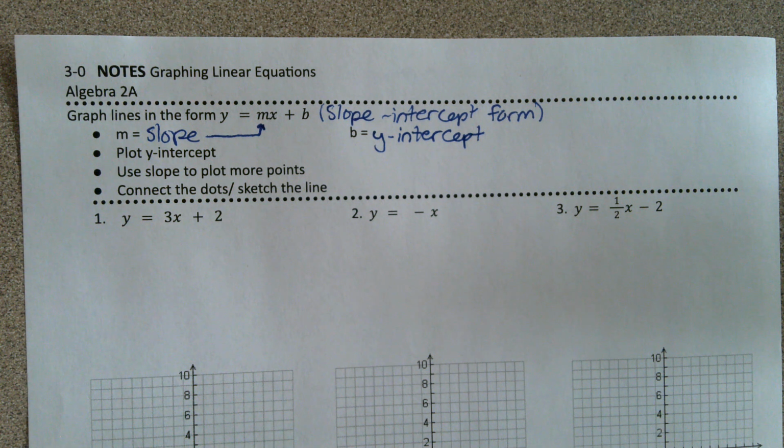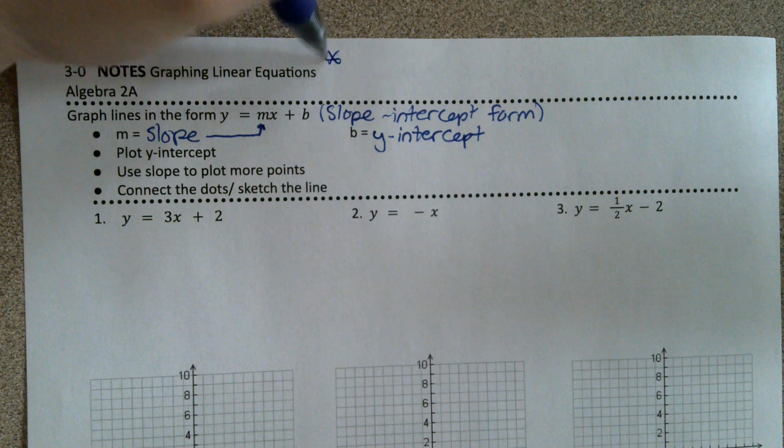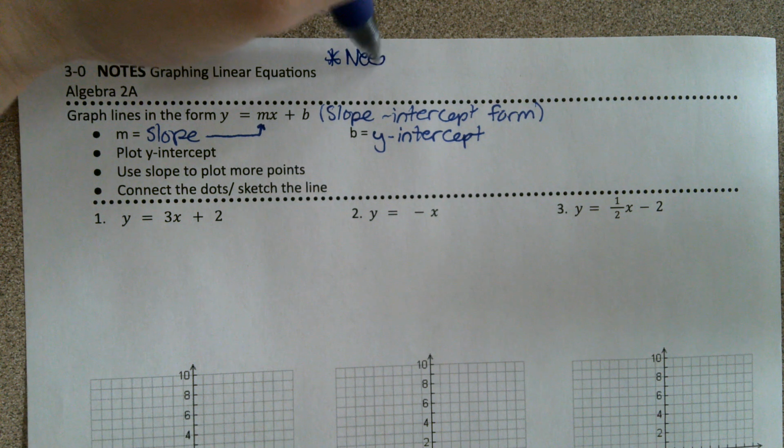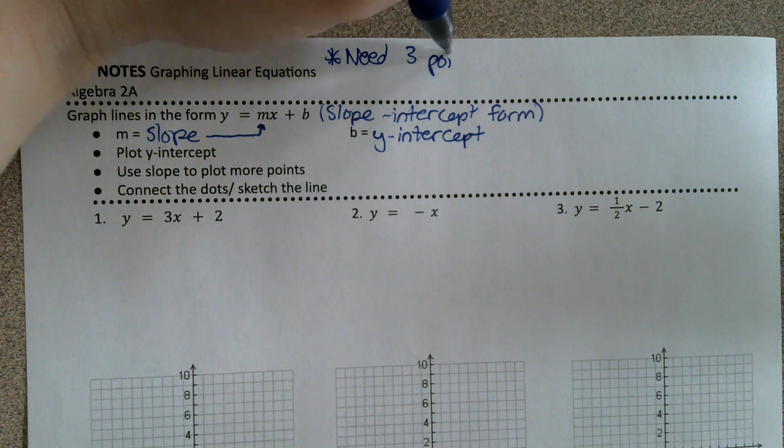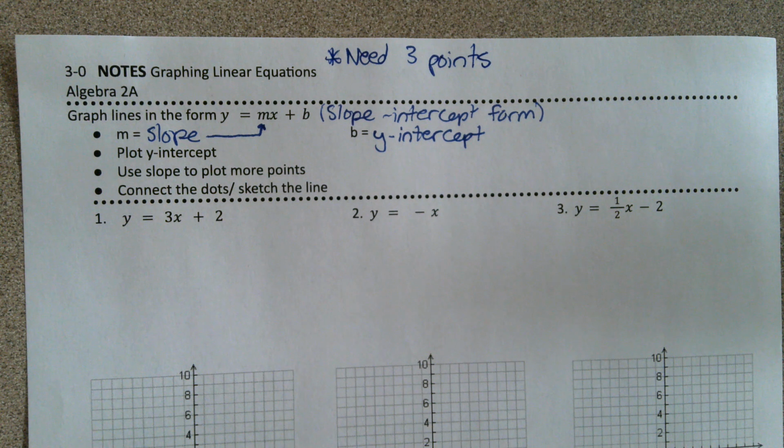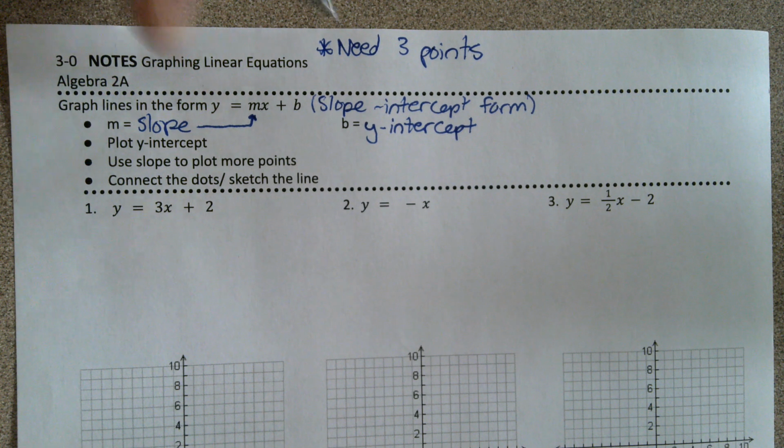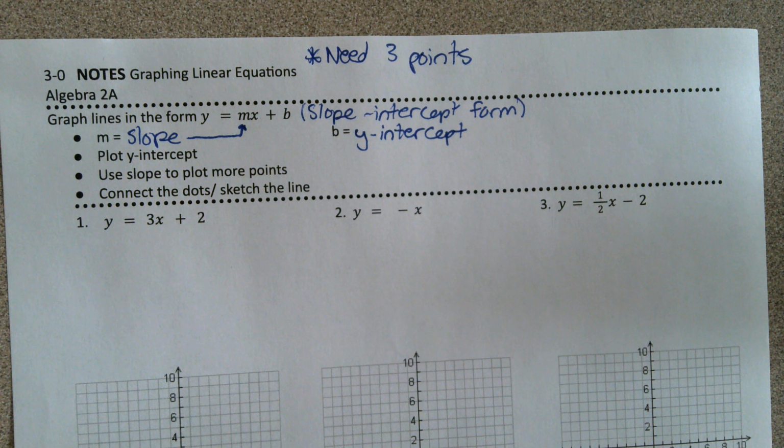So we're going to go through a few examples on how to create a graph based on the equation. Also, on these, you will need 3 points. There will be an exception to this rule, but otherwise always have 3 points on your graph.